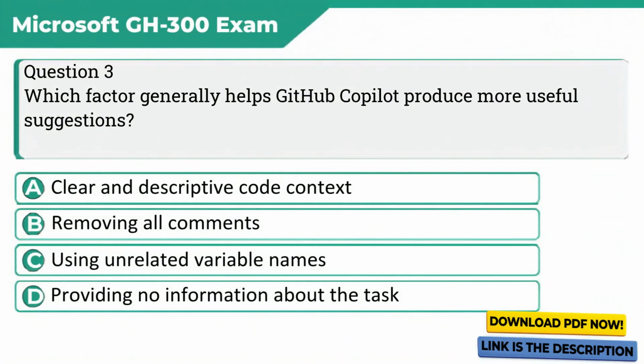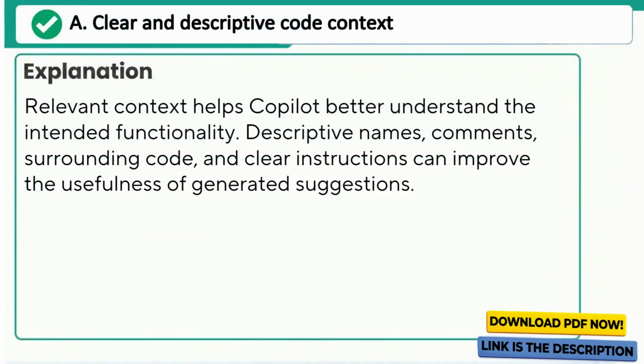Question 3. Which factor generally helps GitHub Copilot produce more useful suggestions? A. Clear and descriptive code context. B. Removing all comments. C. Using unrelated variable names. D. Providing no information about the task. Correct answer, A. Clear and descriptive code context. Explanation. Relevant context helps Copilot better understand the intended functionality. Descriptive names, comments, surrounding code, and clear instructions can improve the usefulness of generated suggestions.